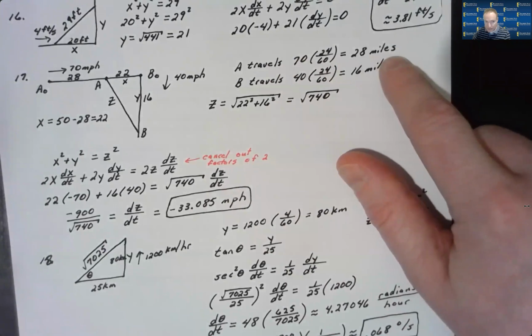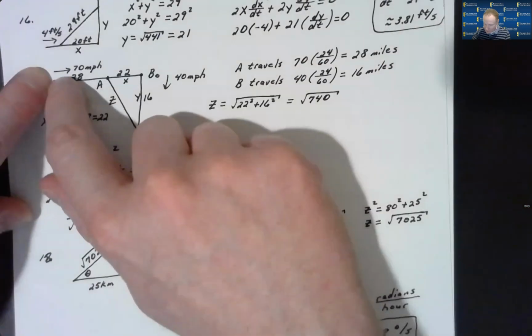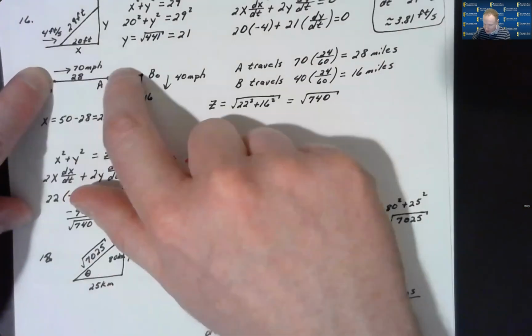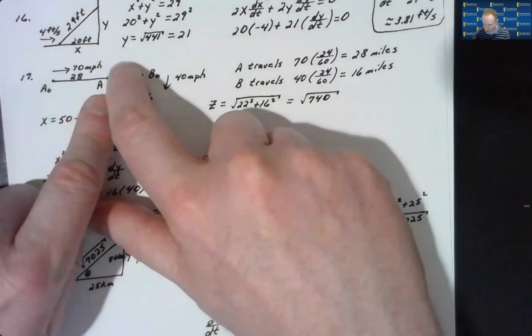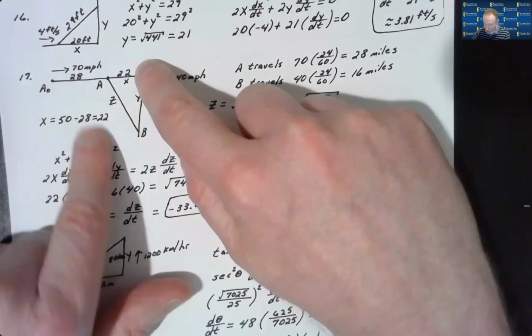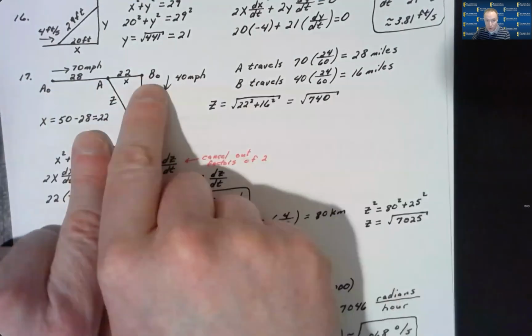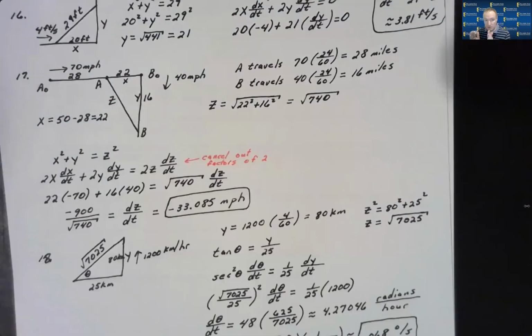Now, it's extremely important that I label my picture correctly. The distance that A has traveled from the original position is 28 miles, but that means that the ending position of A is still 50 minus 28, or 22 miles short of the original position of B. So A is still 22 miles west of the original position of B.